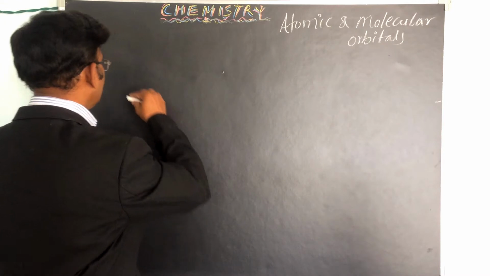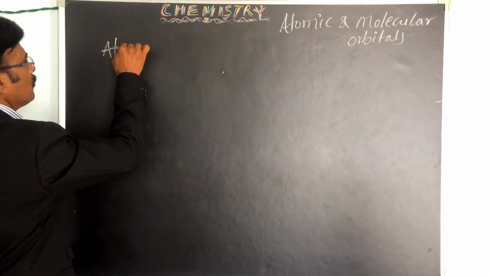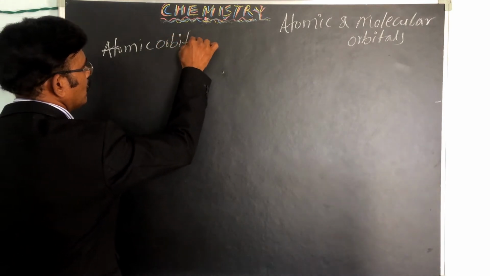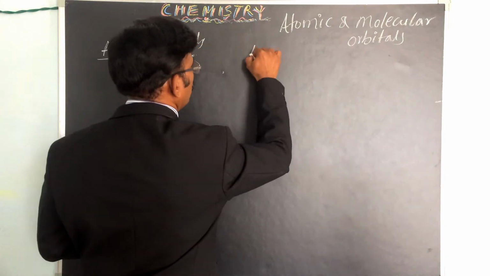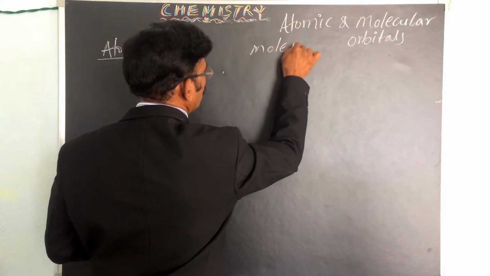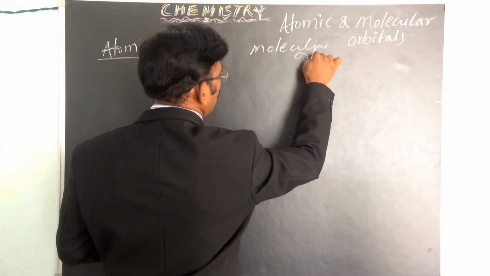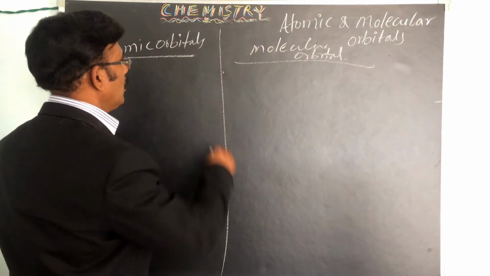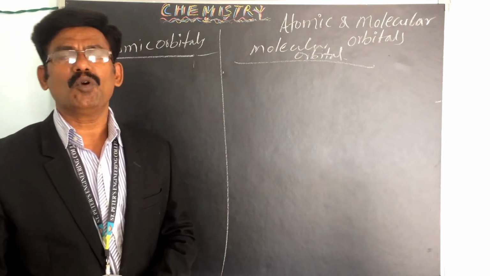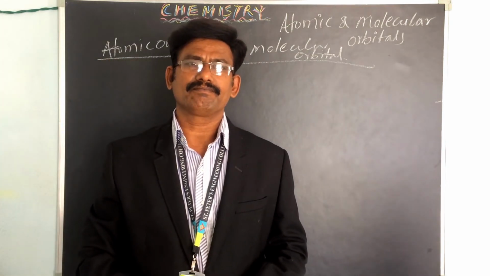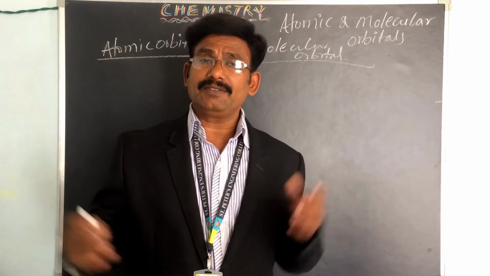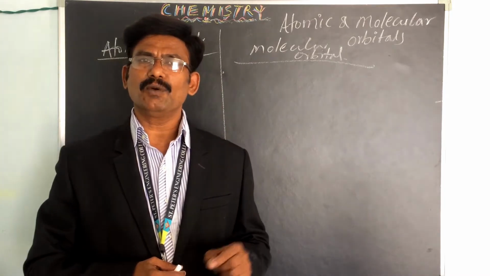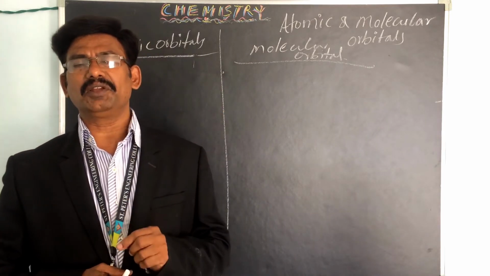One side is the atomic orbitals and the other side molecular orbitals. Atomic orbitals and molecular orbitals. The first one: remember, we just write the differences. What is an atomic orbital and what is a molecular orbital?